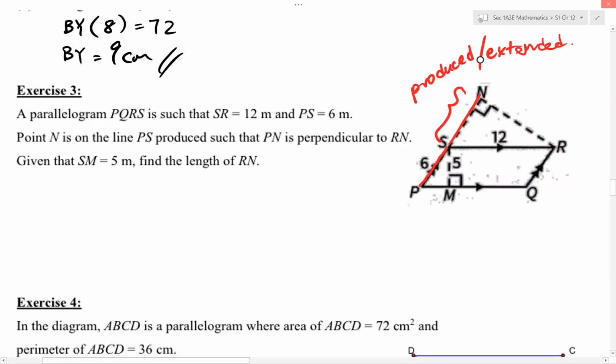What else did they say? PN is perpendicular to RN. Okay, that tells us about perpendicular height. SM has a distance of 5. S to M, this is 5. Find the length of RN. Without me doing it for you, can you think about the method to find RN? What do you think you need to find first? What can we find over here? Perimeter is useless. What could be useful?